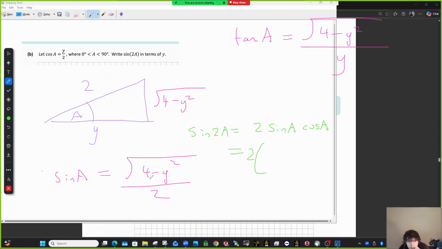This is 2 multiplied by what we just found there, square root 4 minus y squared all over y. And then cos a is y over 2 from the question. And then what happens there is the y's cancel. Oh, look, the 2's cancel as well. And so the answer here is just square root 4 minus y squared.